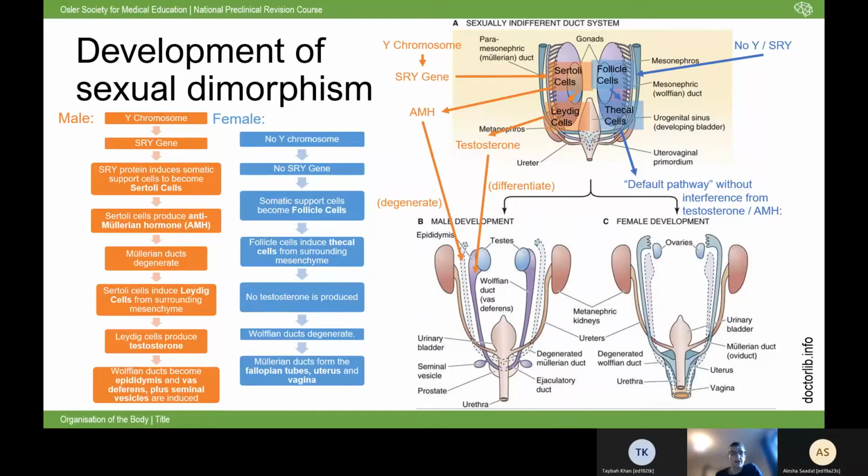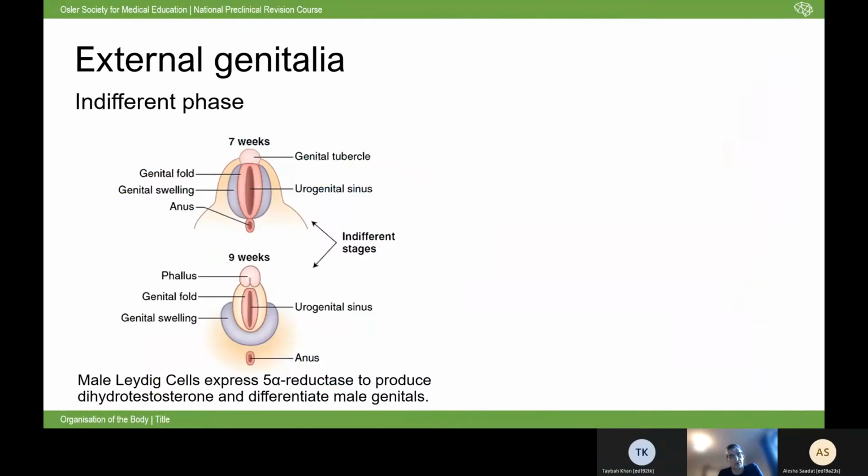So what happens in females? Well, the somatic support cells become follicular cells in the absence of the SRY protein. Follicular cells induce thecal cells, so they're the two cell types of the ovary. And in the absence of testosterone and anti-Mullerian hormone, the Mullerian ducts persist and become the fallopian tubes and the uterus, and the Wolffian ducts, or the mesonephric ducts, degenerate, and you don't get the development of those male structures.